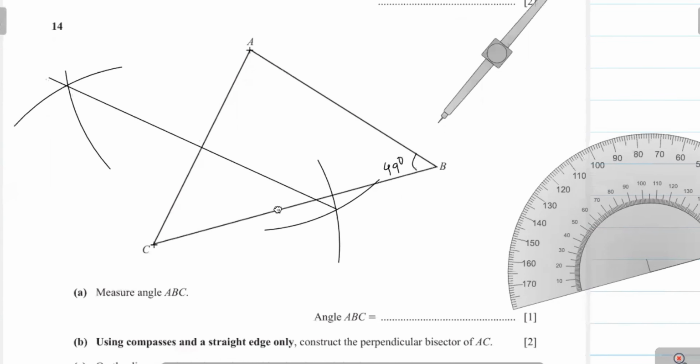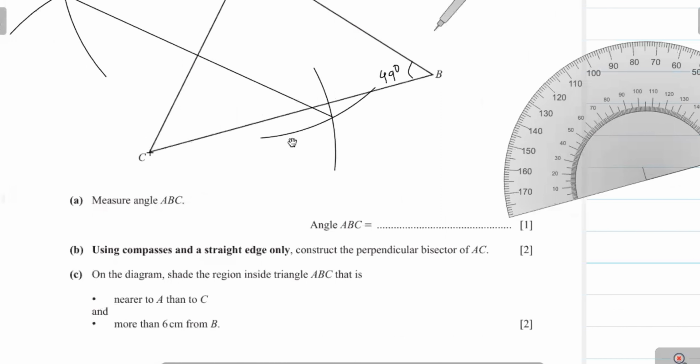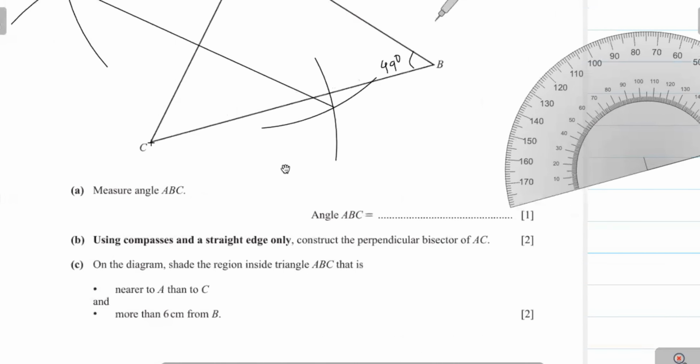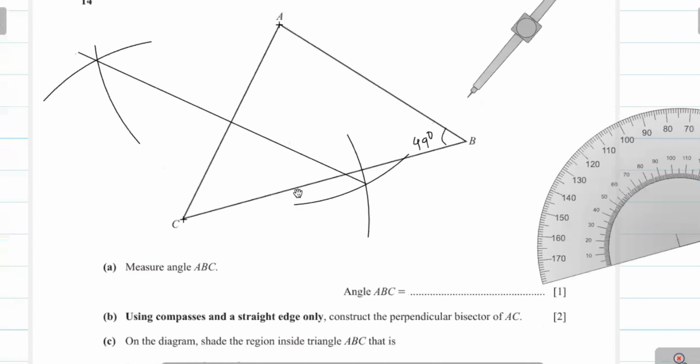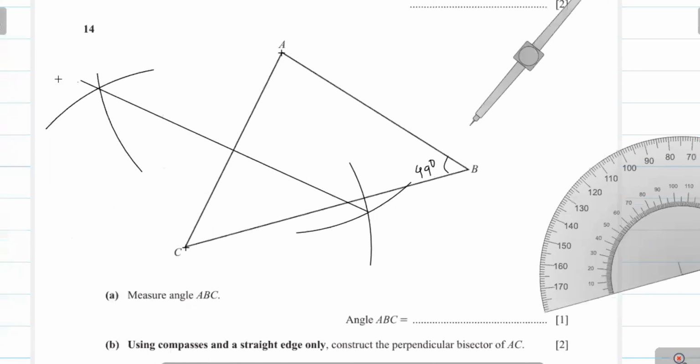And next is part C. On the diagram, shade the region inside triangle ABC that is nearer to A than C. Now you see here, this is the perpendicular bisector line, and the region nearer to A than C is the right side region. This is the region on the right side.